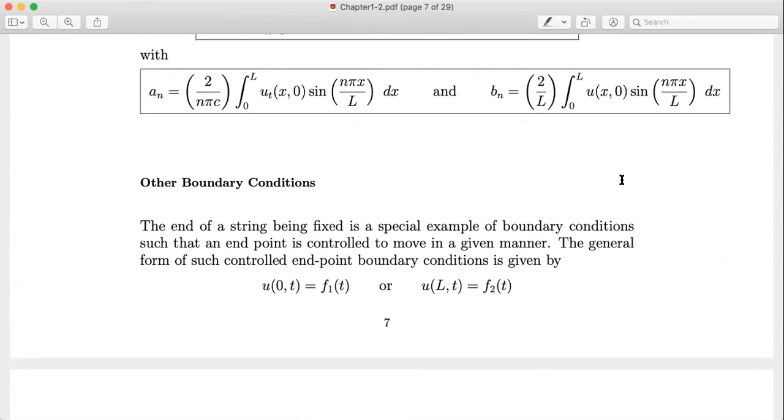Okay, so first you can imagine you do not fix the string at the endpoint, but you control the endpoint to move in a certain fashion. In that case, you also specify the function u at the two endpoints, but it will be more general. Suppose you control it to move in a certain manner such that u at 0, t at all times will satisfy this specified function f1(t). So that's the more general endpoint control boundary condition.